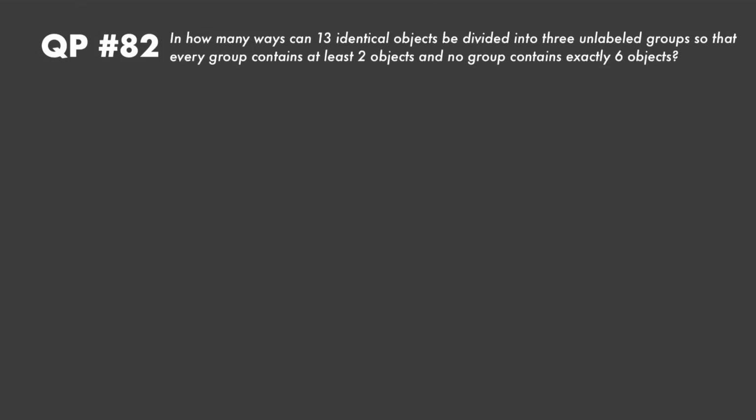So every group's going to have at least 2 objects, so let's just give all of our groups 2 objects just for starters. Now that we've given 2 to each of our groups, how many have we given out in total? Well, 2, 4, 6, right? We've given out 6 total. We had 13 to give out, so we need to give out 7 more.